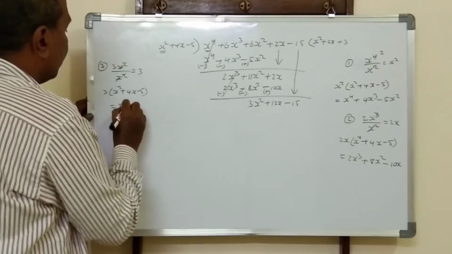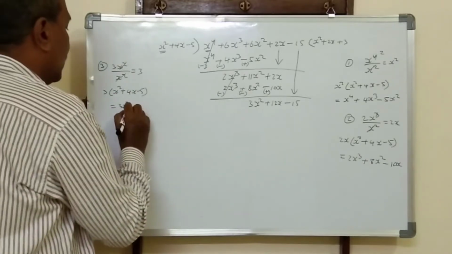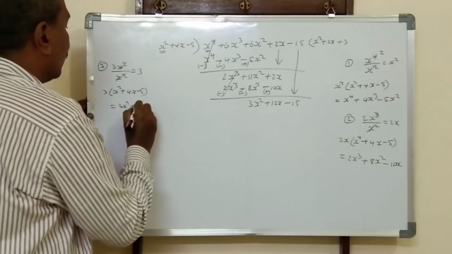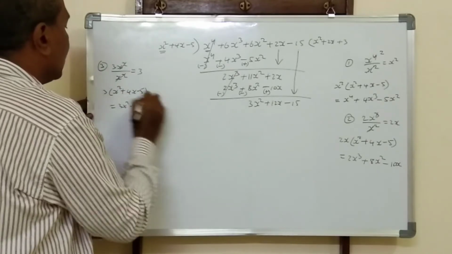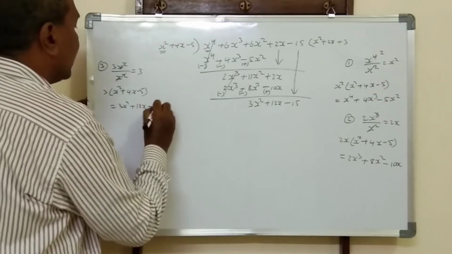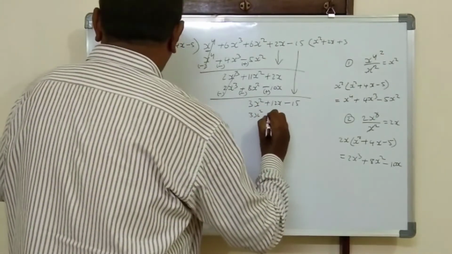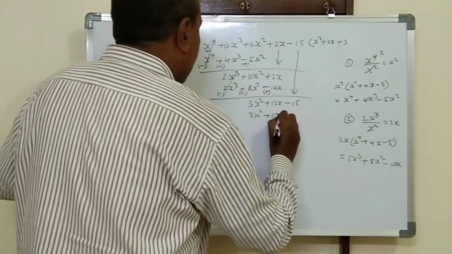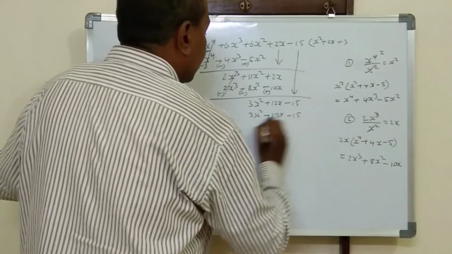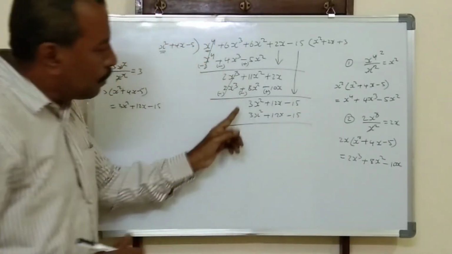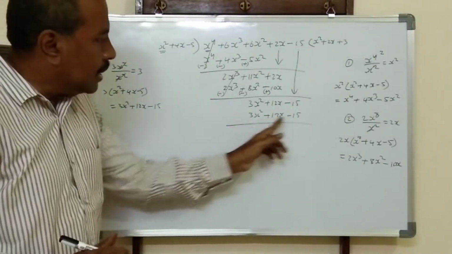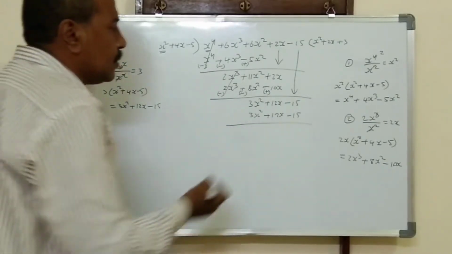3 into x square is 3x square, plus 3 into 4x, 3 4s are 12x, minus 3 5s are 15. So 3x square plus 12x minus 15. See, the same polynomial came here, so as usual it becomes 0.